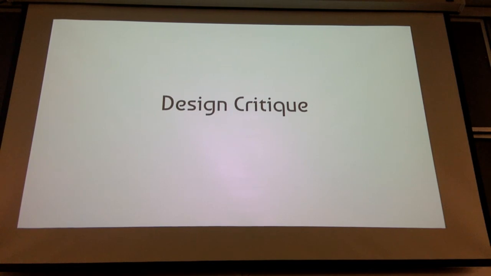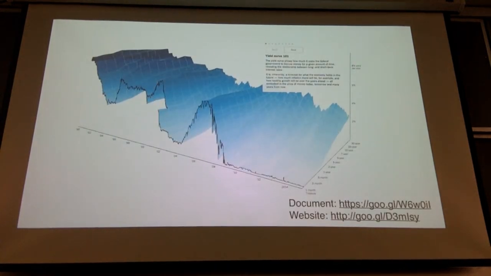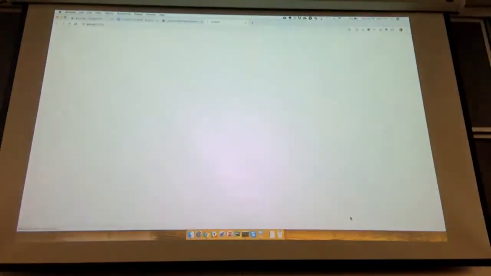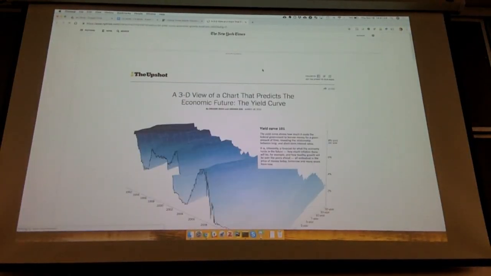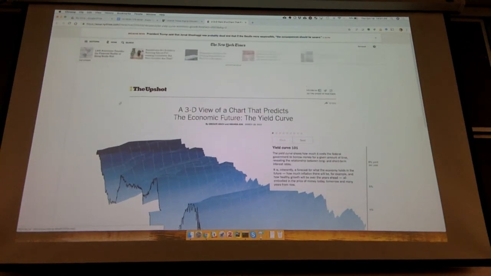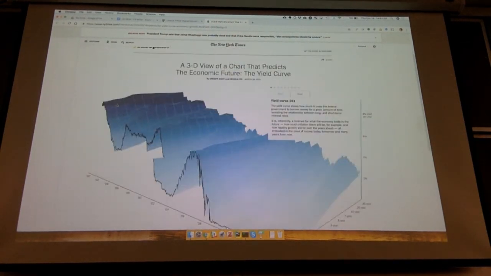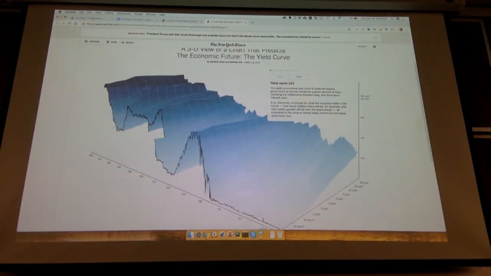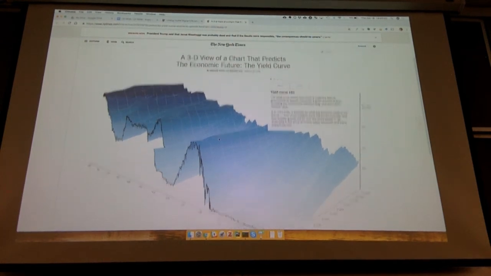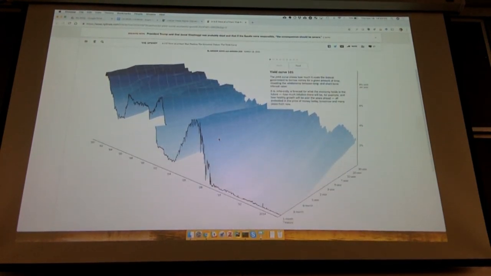Okay, so now I want to do a design critique. And fittingly, because I was talking so much about 3D bar charts, it's going to be about a 3D area chart. Some of you might have seen this. This is from the New York Times again. It's a chart of the yield curve. The yield curve essentially tells us how much the federal government has to pay to borrow money that's due within certain time frames.